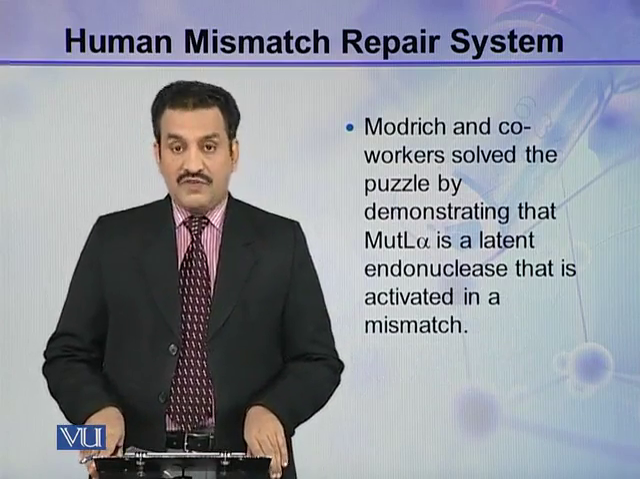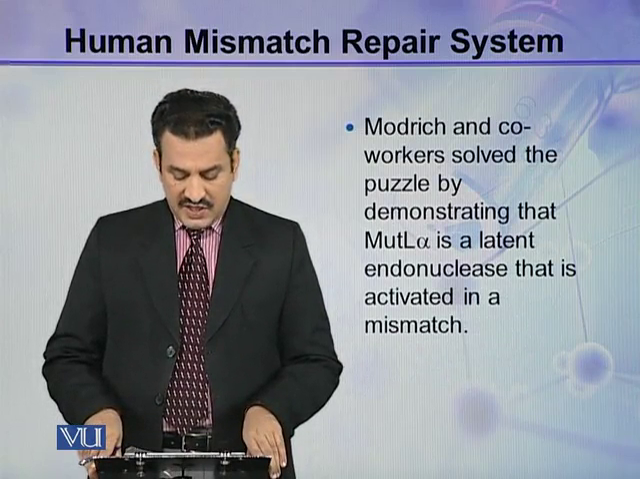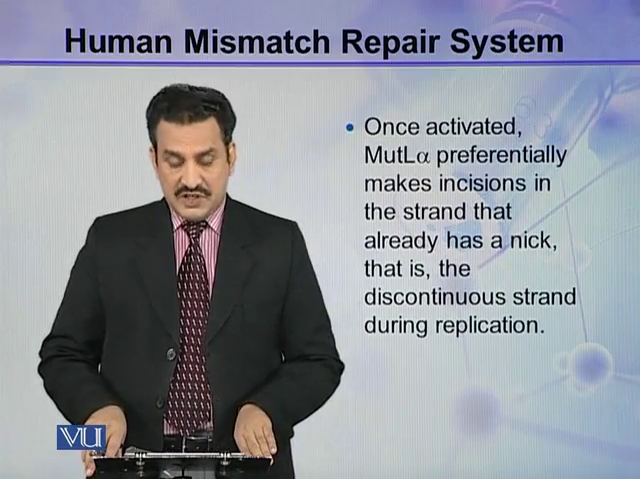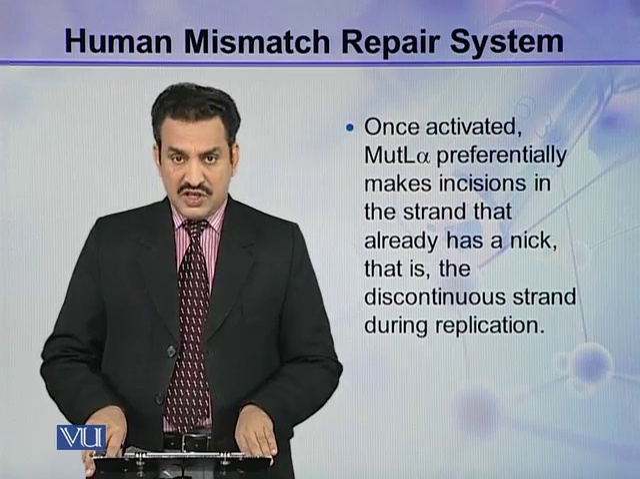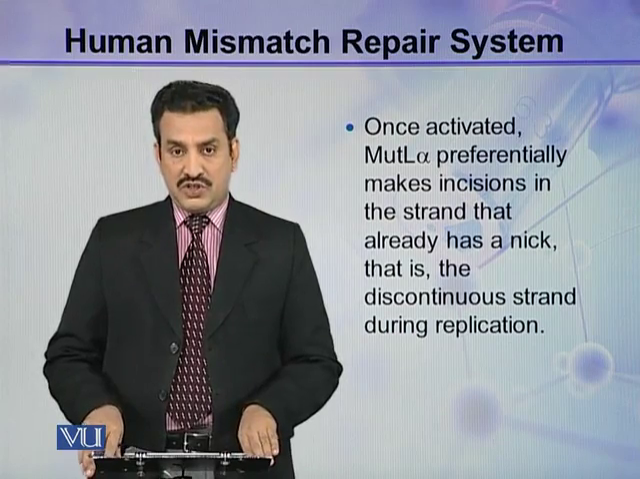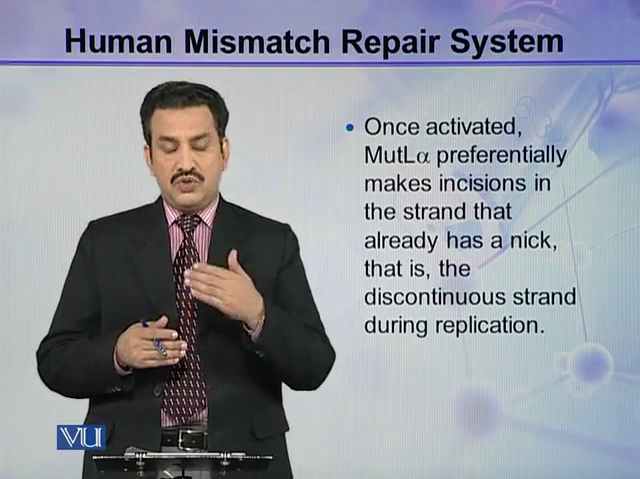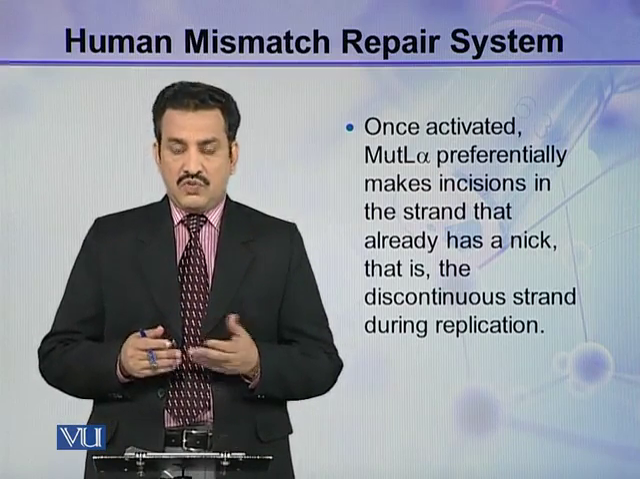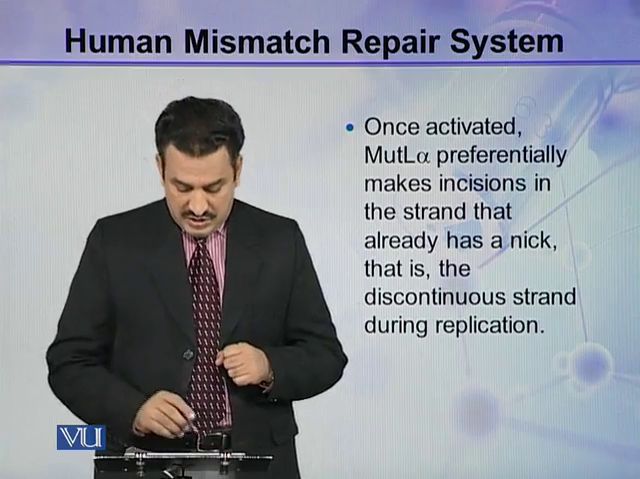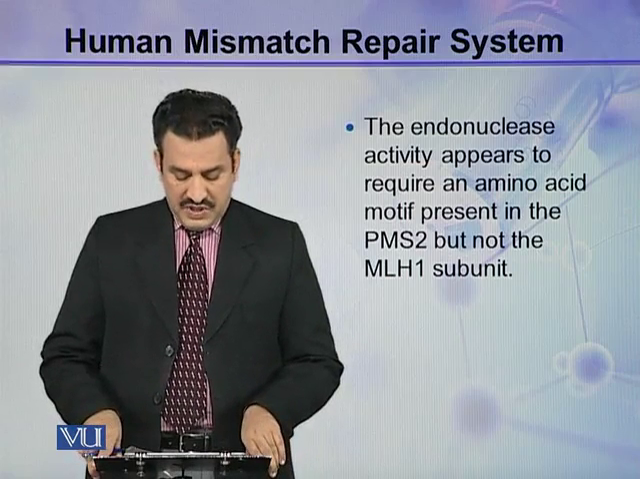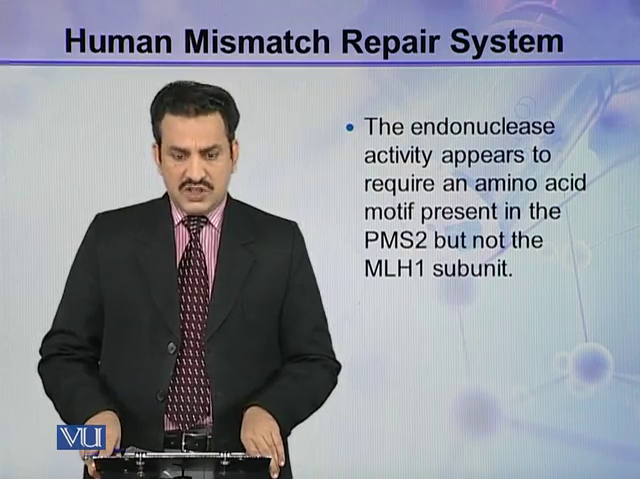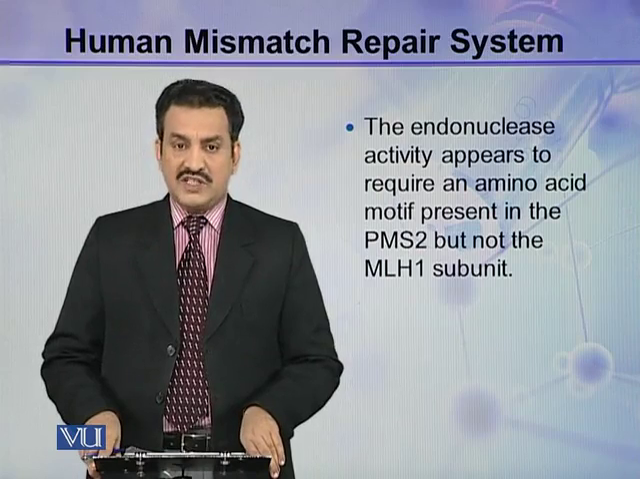Modrich and co-workers solved the puzzle by demonstrating that MutL alpha is a latent endonuclease that is activated in a mismatch. Once activated, this MutL alpha preferentially makes incisions in the strand that already has a nick, that is the discontinuous strand during replication. During replication, this discontinuous strand is a newly synthesized strand, and obviously this strand would have a nick. So this MutL alpha will make an incision in this strand. The endonuclease activity appears to require an amino acid motif present in the PMS2, but not the MLH1 subunit. So it doesn't require the MLH1 subunit, rather it requires an amino acid motif.